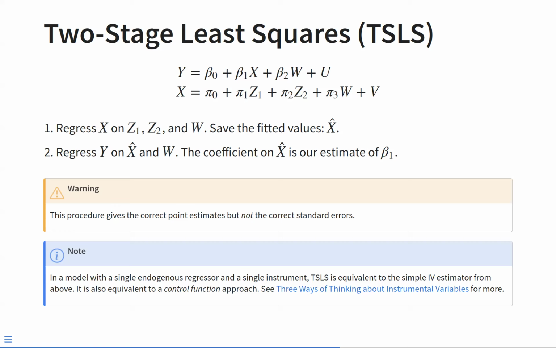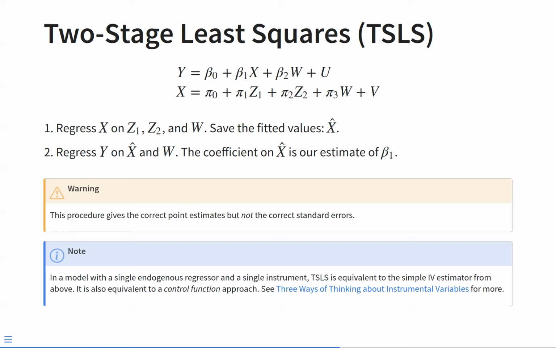And if you do this procedure, you will get exactly the same point estimate as if you use a canned two-stage least squares command. However, you will not get the correct standard errors. I'm not going to get into the reason why right now. You may know that if you have taken an econometrics course that talks about generated regressors. So in a moment, we're going to use a package that will give us the correct standard errors.